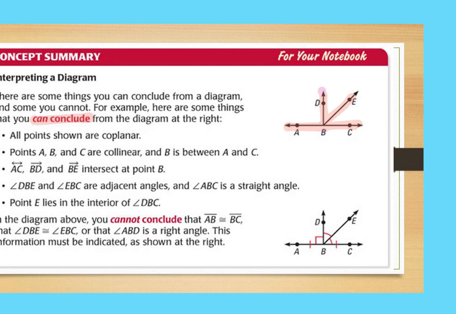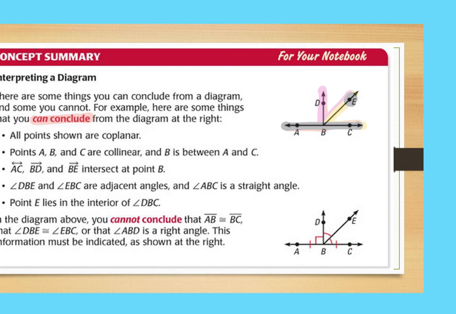Angles DBE and EBC are adjacent. That you can see from that diagram. And ABC is a straight angle. That you can see from that diagram, which means it's 180 degrees. That's the only time you can give a value to a diagram that doesn't give you any kind of angle measurement. And point E lies in the interior of angle DBC. All of those things you can get from that picture.